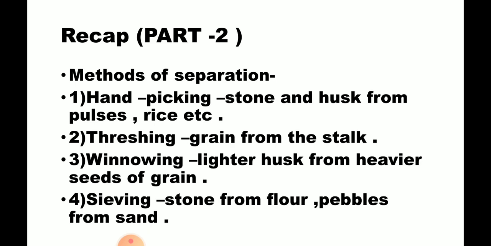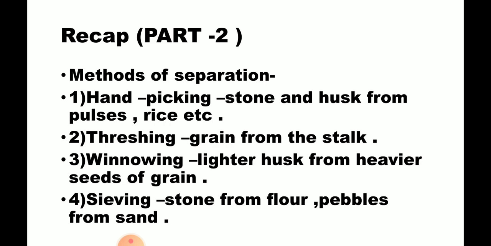Yesterday, in the previous class, we learned about methods of separation. There are different methods of separation, that is hand picking. It means we can pick up the stone and the husk from pulses, rice, etc. Then we learned about threshing. It means the removal of grain from the stalk, or how we can separate grain from the stalk.